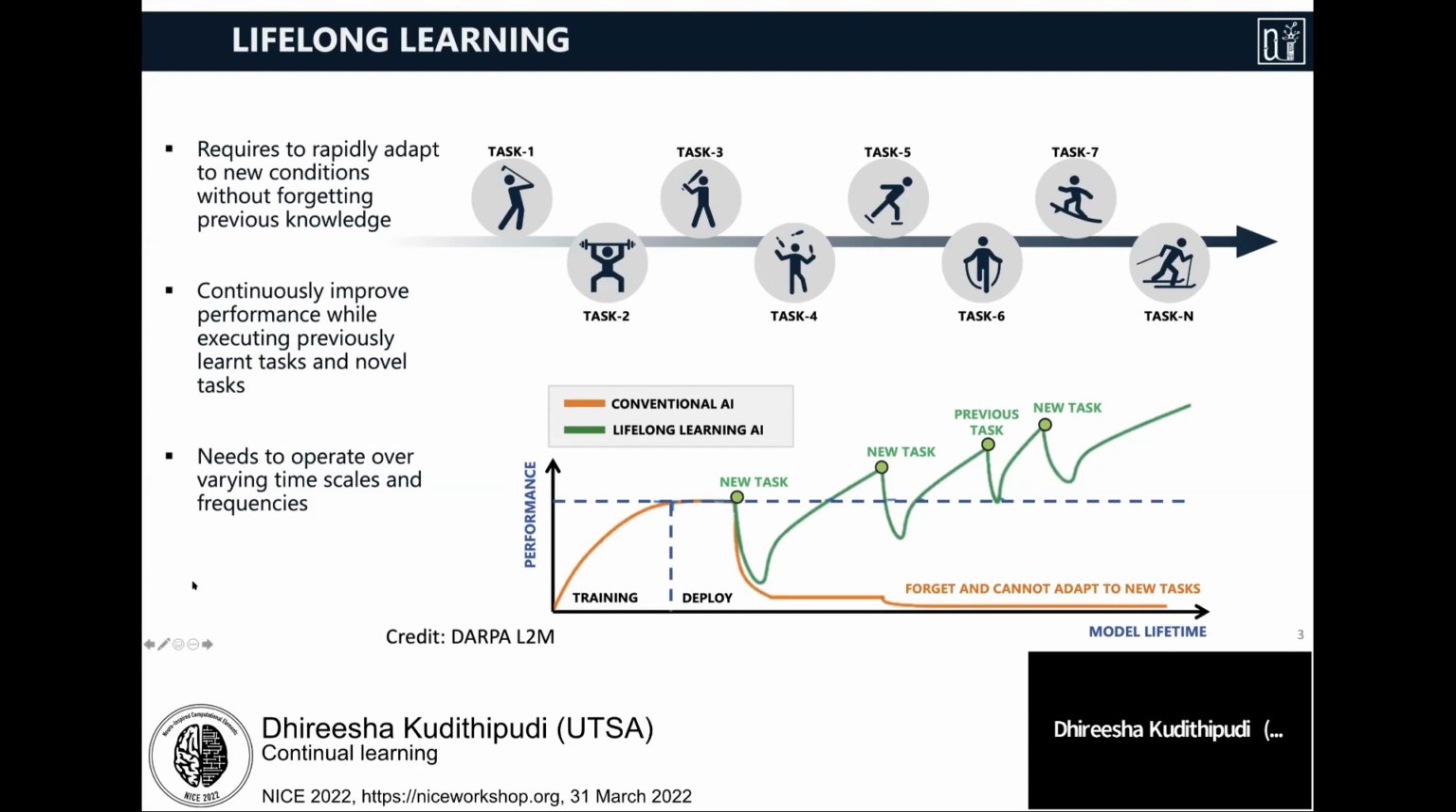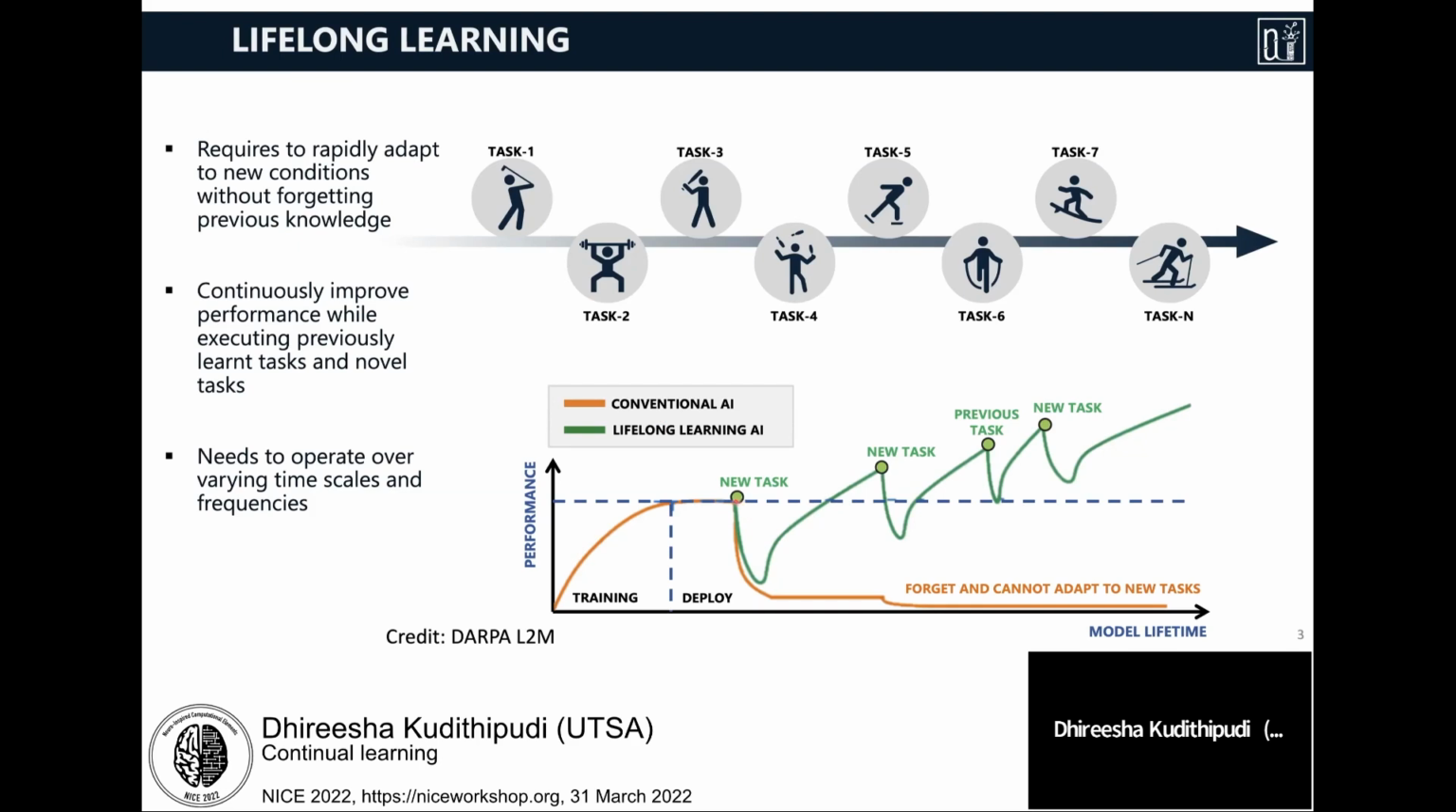So in the cartoon on the top, you could see that there are these different tasks. A model could be introduced during its lifetime. And the one on the bottom shows how the performance of this often conventional AI model drops when a new task is introduced because it has forgotten what it has learned in the past and is not able to adapt to new tasks.